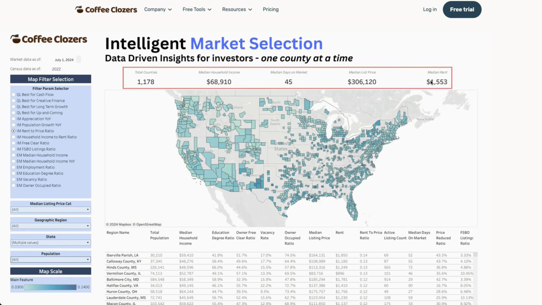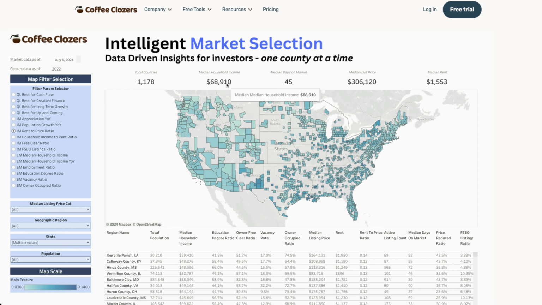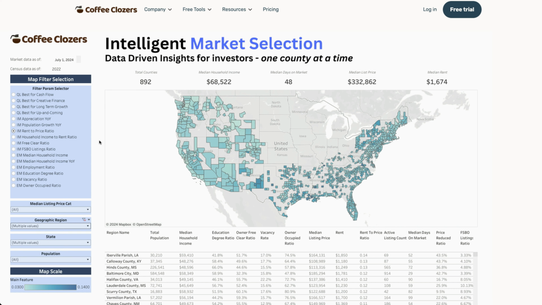Now, if we go to the top bar, we could see that we have a summary of what's happening. How many counties, median household income, median days on market, list price, and rent. So for example, if I just filtered here, so now when we filter out the Midwest, we could see we now have only 890 counties. Median household income has changed as well, and our following metrics.